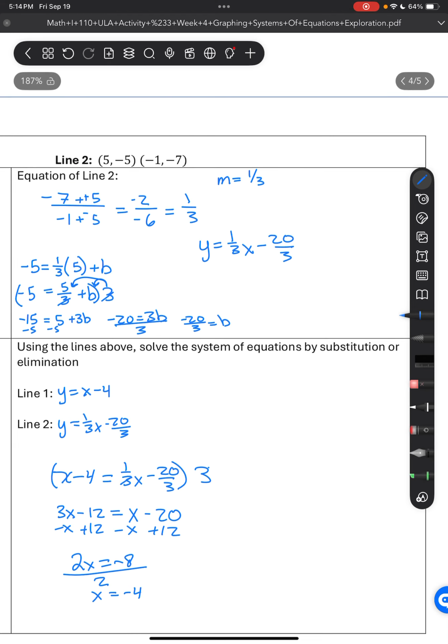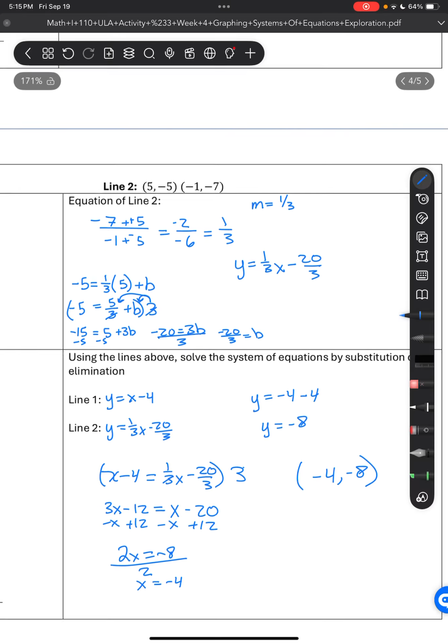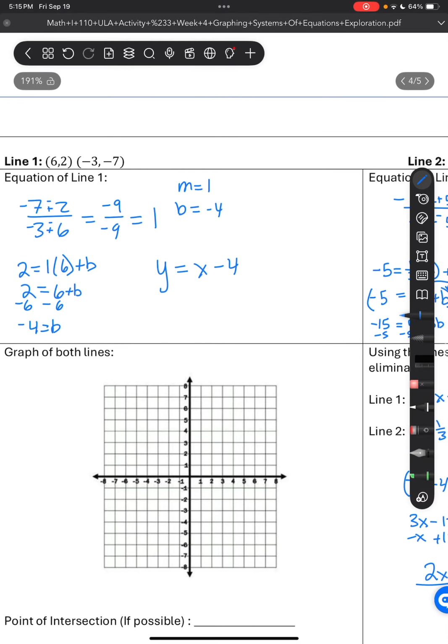Okay, we're going to plug it into that first one because I'm not dealing with fractions. So we have negative 4 minus 4. What is our y? Simplifying that, we get negative 8. So we have a point of negative 4, negative 8. Okay, so we're going to graph these two lines to see if that is the intersection that it makes.